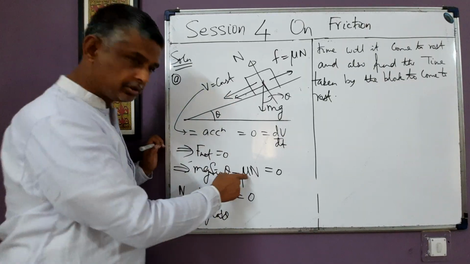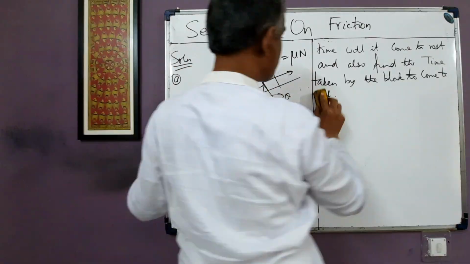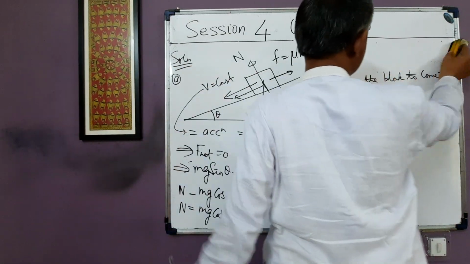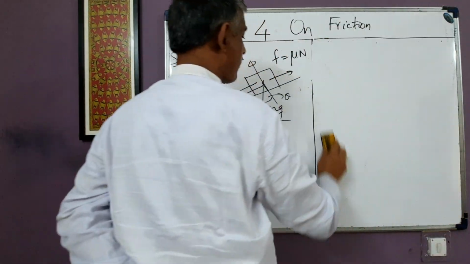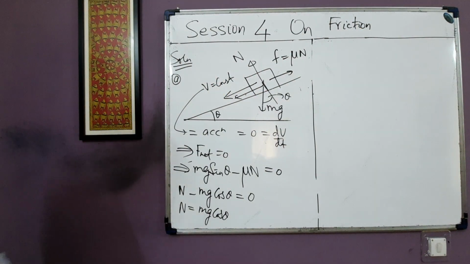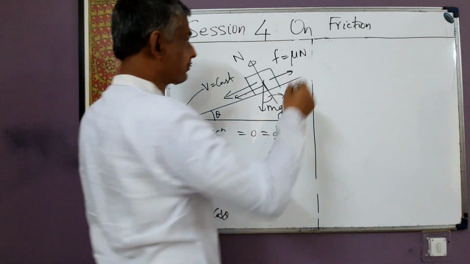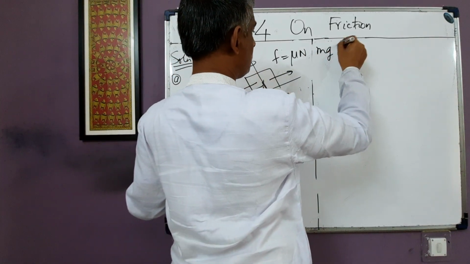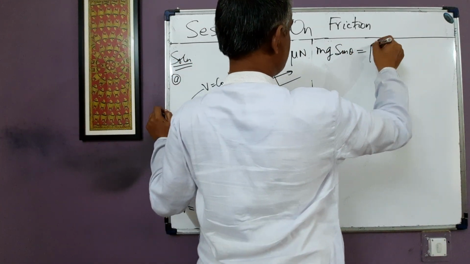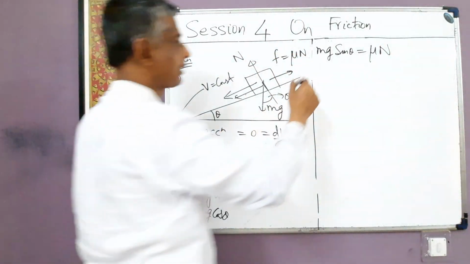Now this N is substituted in this formula. So N equals mg cos theta. I substitute this N here. Then we get mg sin theta is equal to mu N, and N is equal to mg cos theta.